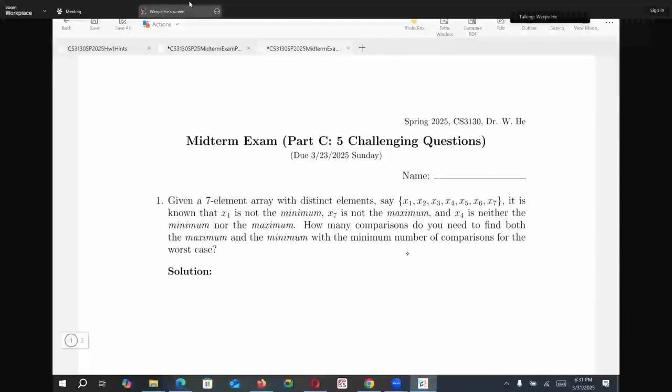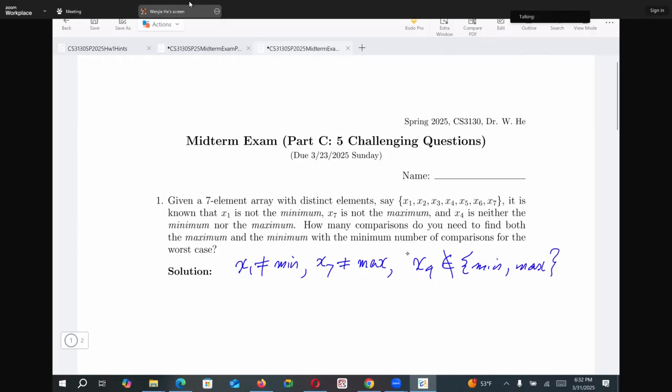Number 1, 7 elements. X1 is not equal to the minimum. X7 is not equal to the maximum. But X4 is not equal to the minimum and not equal to the maximum.